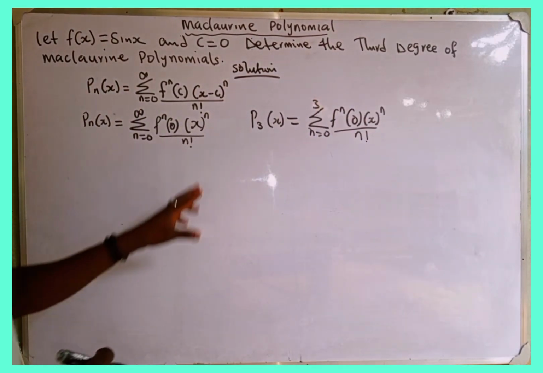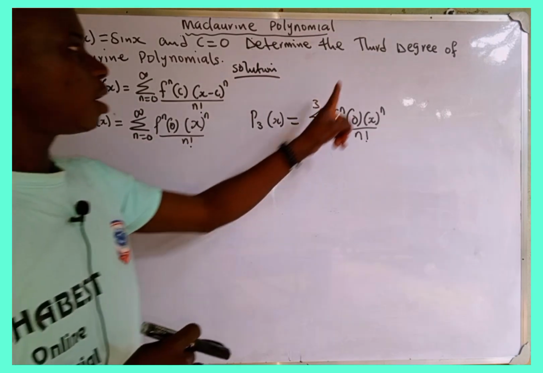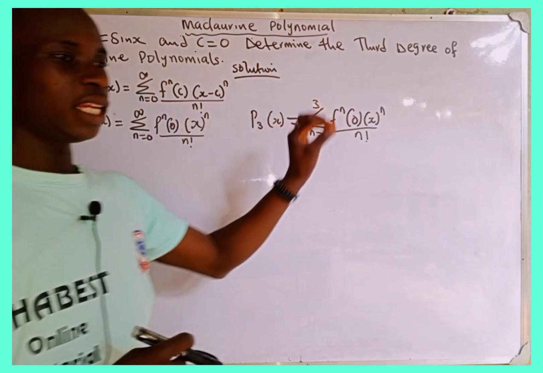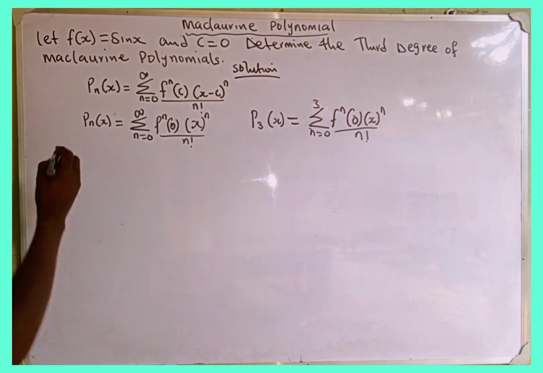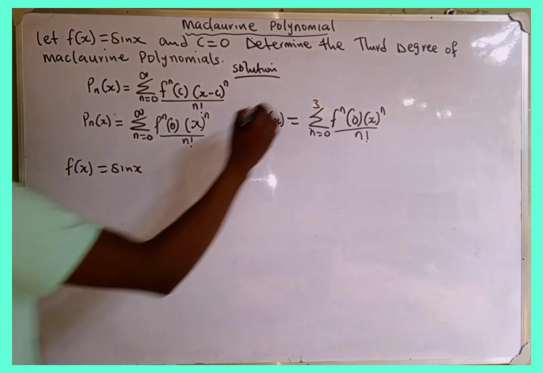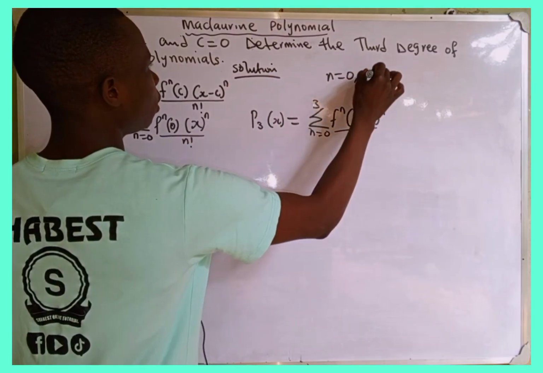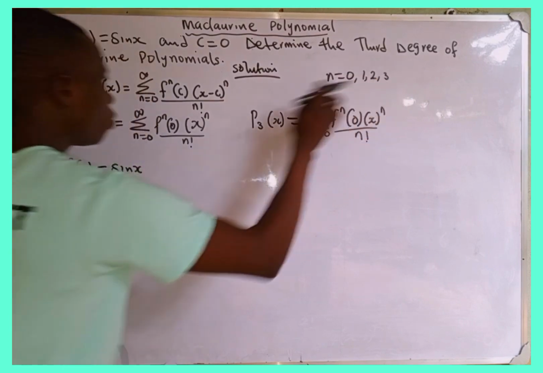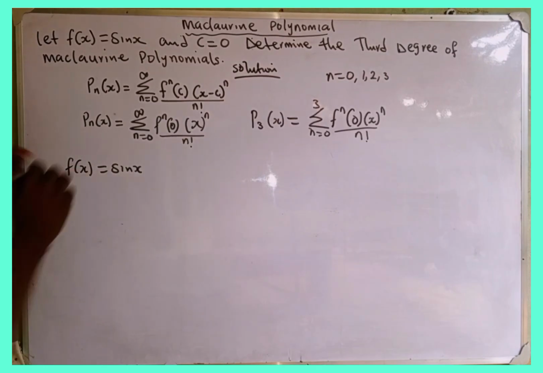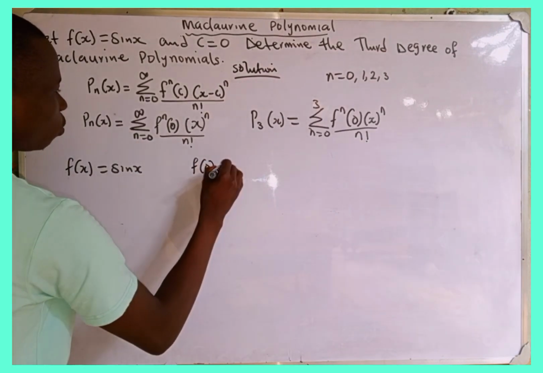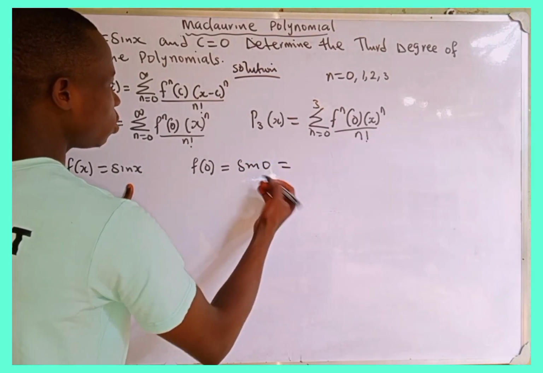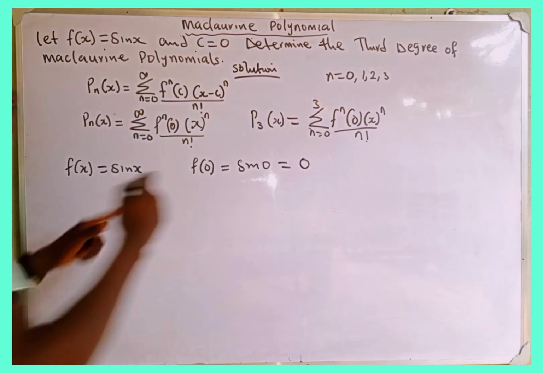The next thing we are going to do is to differentiate this function 3 times. Remember, we are asked to look for the third degree Maclaurin polynomial, so we are going to find the third derivative of this function. The function is given as f of x, which is equal to sine x. And remember, n ranges from 0, 1, 2, and 3. So at n equal to 0, we are not going to differentiate this function. We are going to have f of 0, which is equal to, anywhere we see x, we substitute 0, sine 0. And sine 0 is the same as 0.